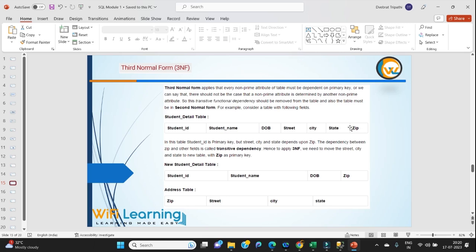So if you follow these three rules, your table structure or database structure would be robust.